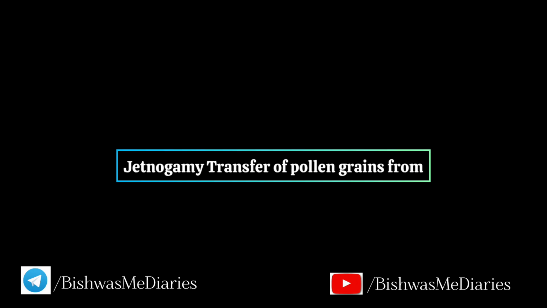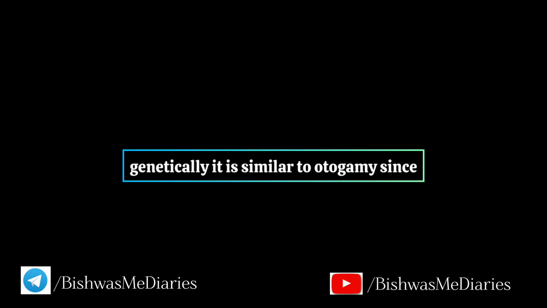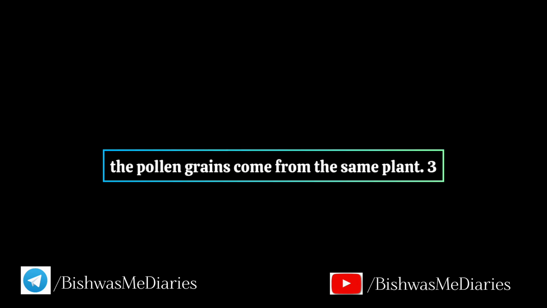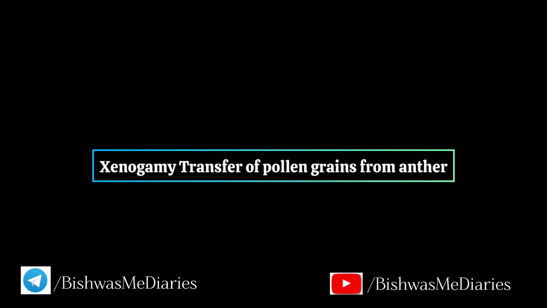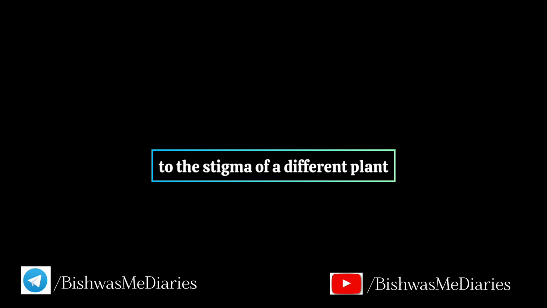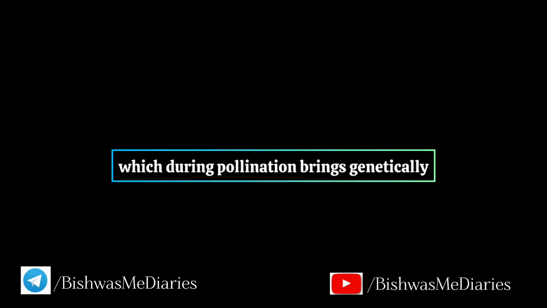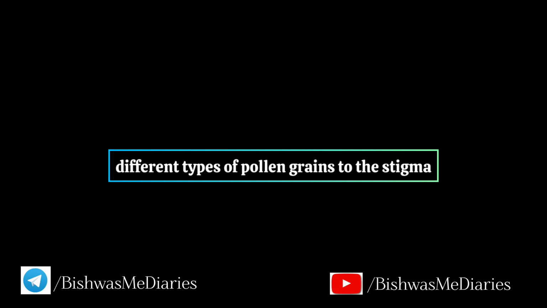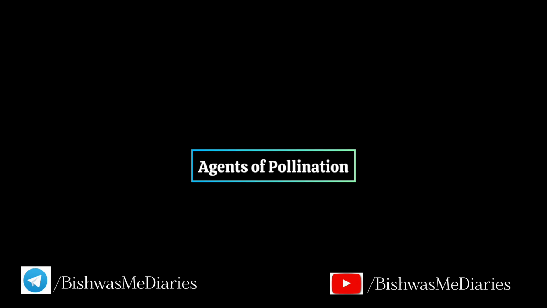Second, geitonogamy. Transfer of pollen grains from the anther to the stigma of another flower of the same plant. Although geitonogamy is functionally cross-pollination involving a pollinating agent, genetically it is similar to autogamy since the pollen grains come from the same plant. Third, xenogamy. Transfer of pollen grains from anther to the stigma of a different plant. This is the only type of pollination which during pollination brings genetically different types of pollen grains to the stigma. Agents of pollination.